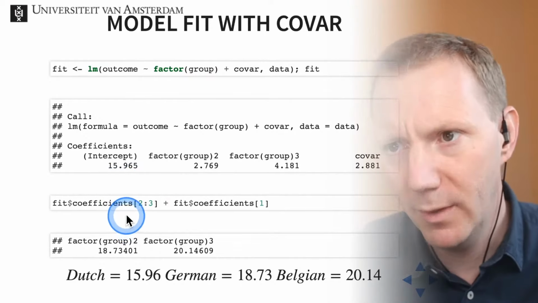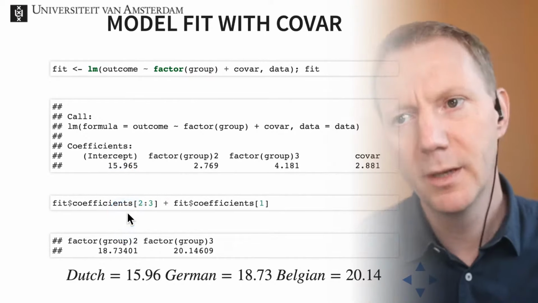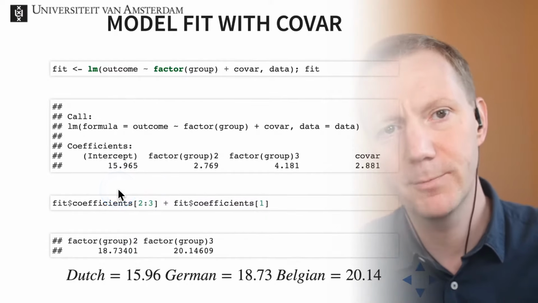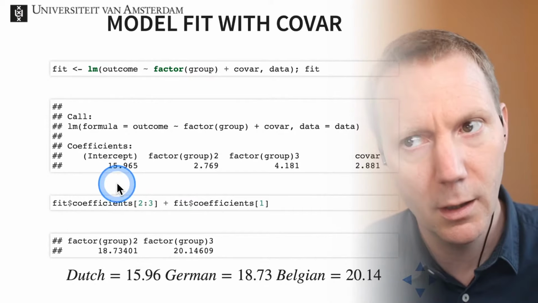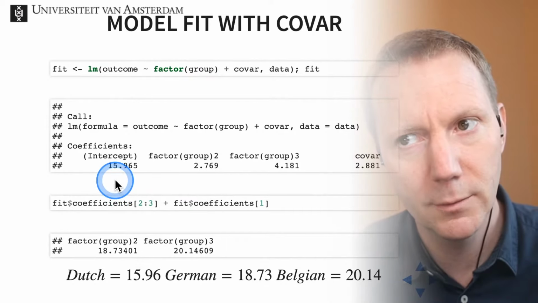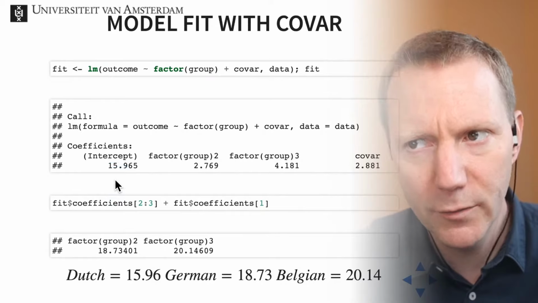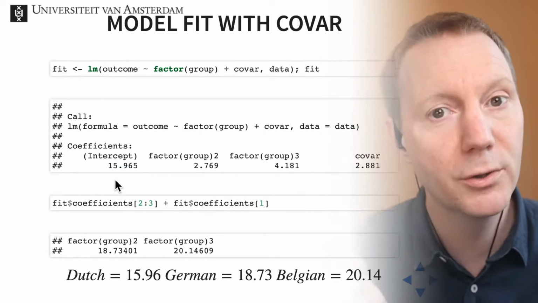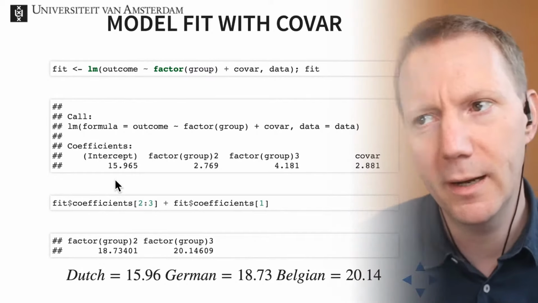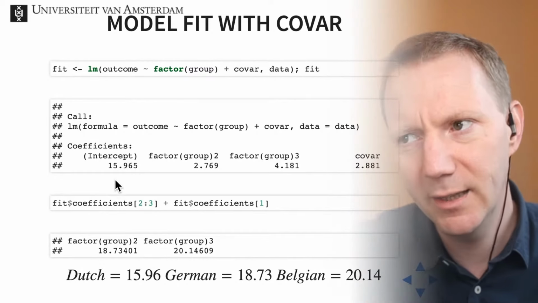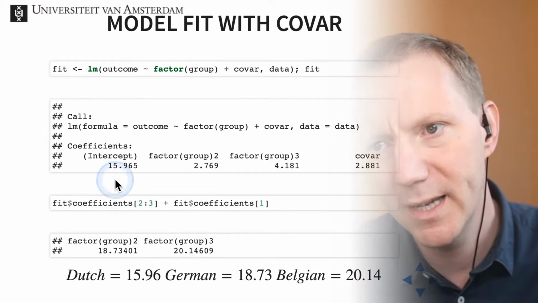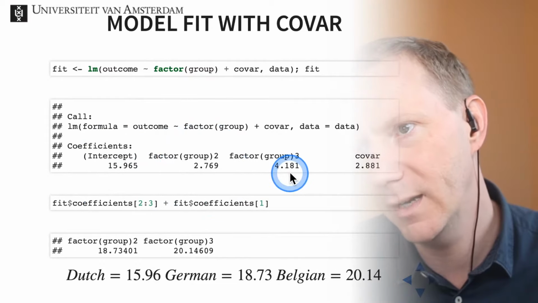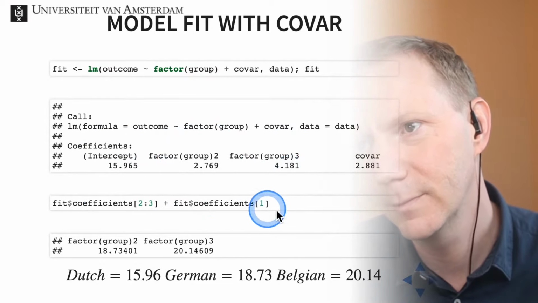And when we run the complete model, we see that the beta coefficients we get actually come close to what we had put in there. Why isn't this exactly what we put in there? Why isn't this exactly 15? And why isn't this exactly 3 and this exactly 4?